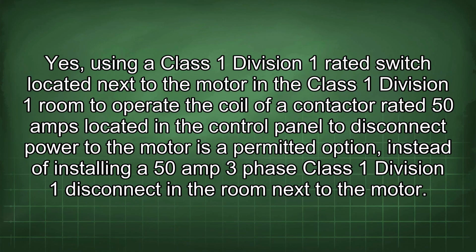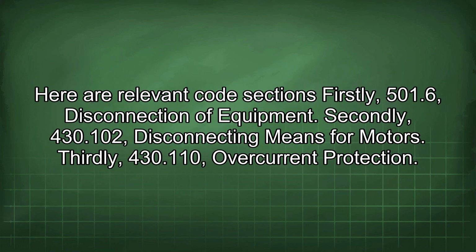Yes, using a Class 1 Division 1 rated switch located next to the motor in the Class 1 Division 1 room to operate the coil of a contactor rated 50 amps located in a control panel to disconnect power to the motor is a permitted option instead of installing a 50 amp 3-phase Class 1 Division 1 disconnect in the room next to the motor. Here are relevant code sections.